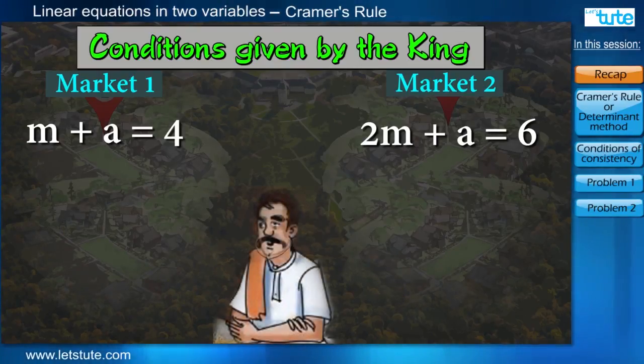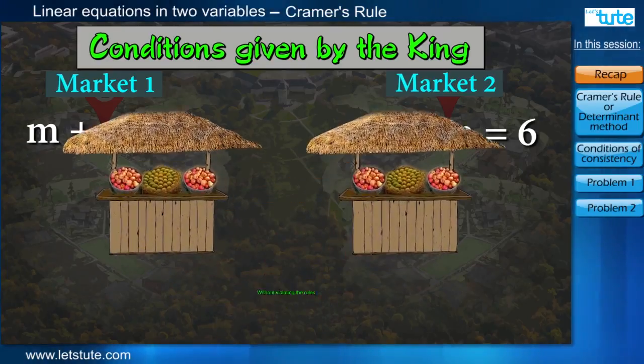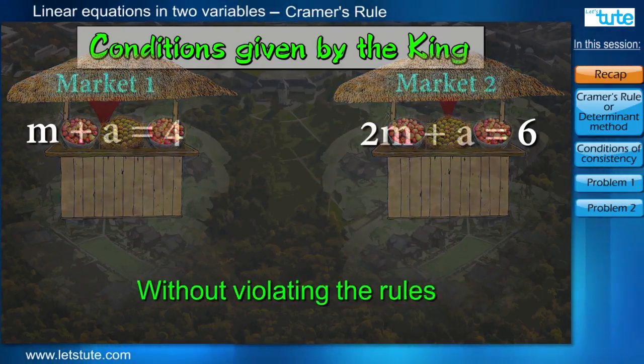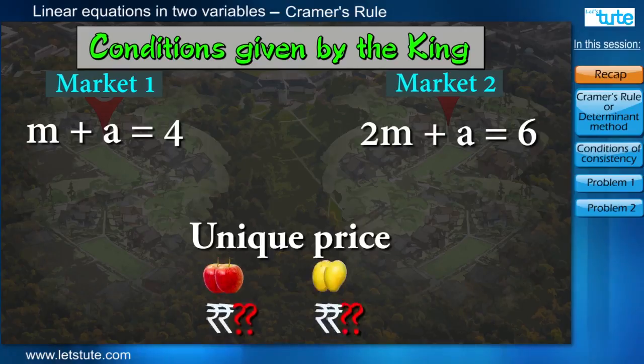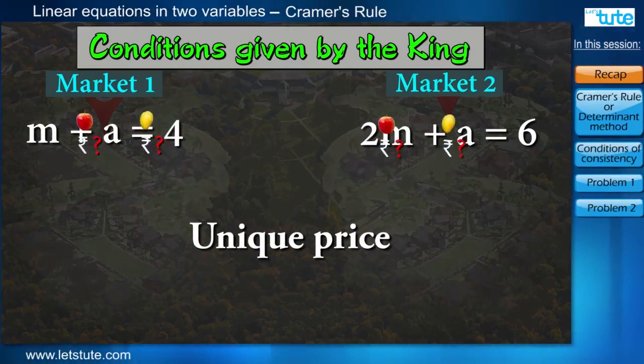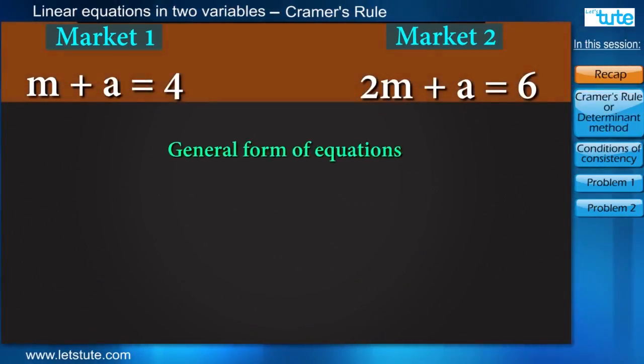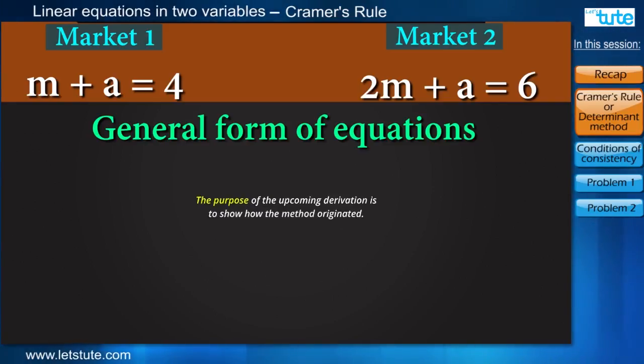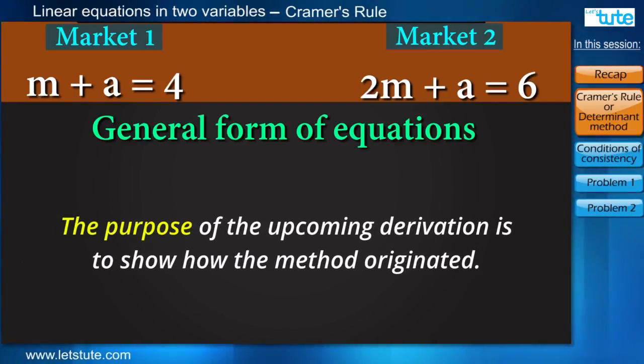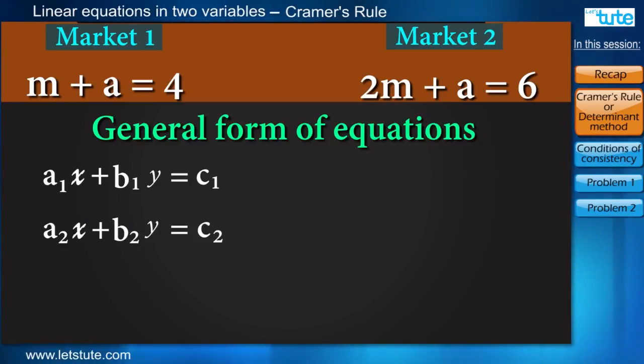Since the seller wanted to put his shop in both the markets without violating the rules, he had to find a unique price that would fit in both the markets. So he thought to solve the general form of the equations which can be applicable for any such scenario. Let's see some mathematical things with patience. The two equations will always be in this form, right?